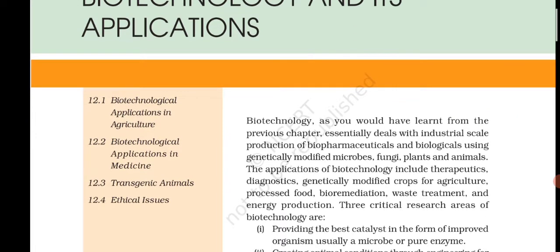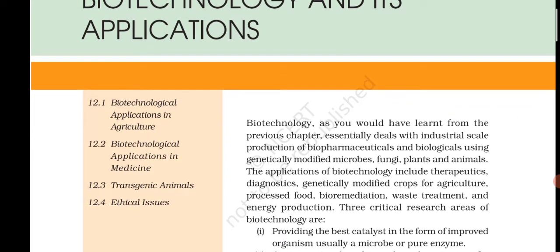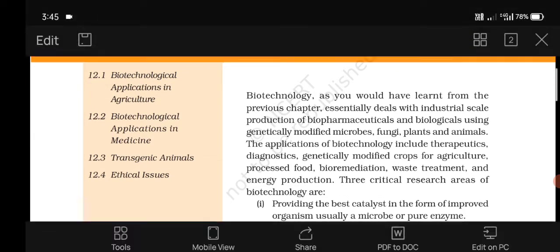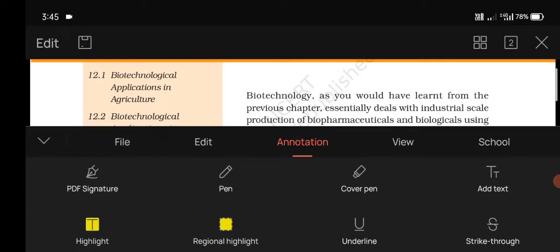So biotechnology, as you would have learned from the previous chapter, essentially deals with the industrial scale production of biopharmaceuticals and biologicals using genetically modified microbes, fungi, plants and animals. This application of biotechnology includes therapeutics, diagnostics, genetically modified crops for agriculture, processed food, bioremediation, waste treatment, and energy production. So, please highlight this on your NCERT.